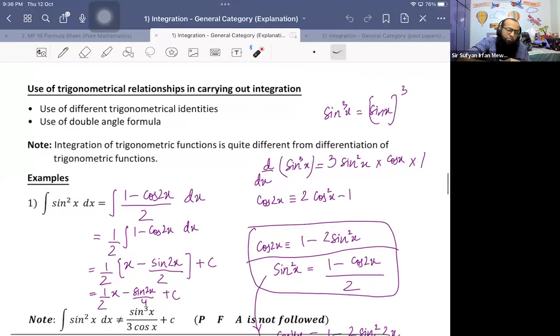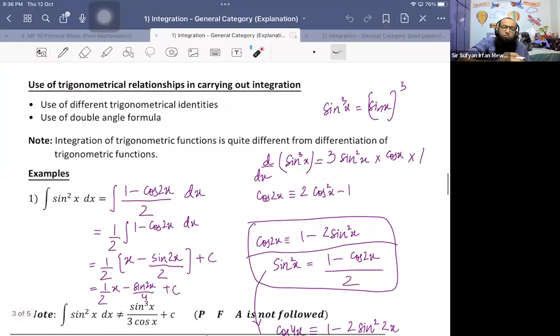The bottom line is we have not used PFA, we have not treated it the way we used to treat differentiation of such functions. We have treated it very differently, बहुत अलग तरीके से किया है.